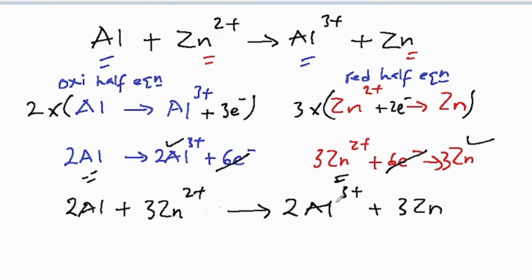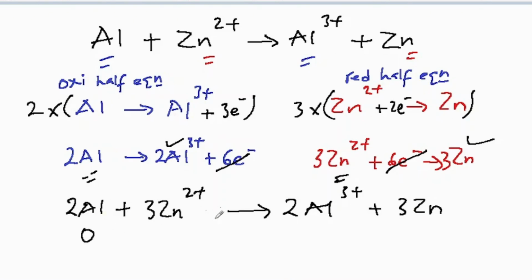So let's confirm if it is balanced. We have 2 aluminum atoms on the left, and on the right we have 2 Al3+ ions. Good. We have 2 of that. Let's consider zinc. We have 3 moles of Zn2+ ions, and we have 3 moles of zinc atoms. That's balanced. So let's take a look at the charges.